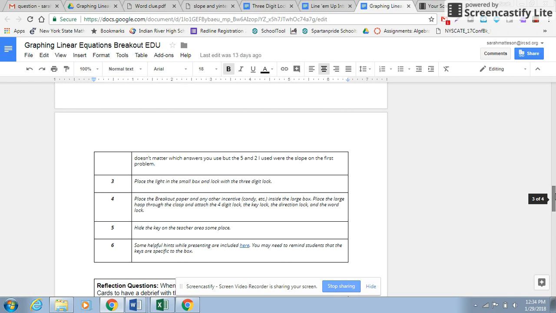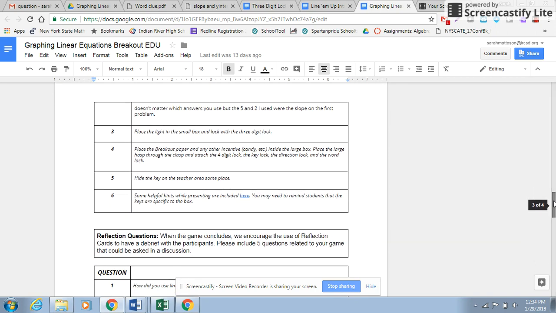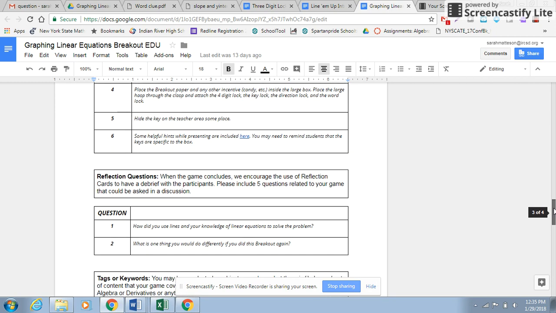The other tasks that students can do while some students are working on the 3-digit lock or the 4-digit lock, in that way, people are not off task. You want to place the breakout paper and other incentives if you want to put candy, or sometimes teachers will make a note that they get some kind of bonus points or homework passes or something like that inside the large box. Then you'll place the large hasp around it and attach the 4-digit lock, the key lock, the directional lock, and the word lock. You'll want to hide the key in the appropriate spot. Again, this particular one, the first key, is actually hidden in the teacher area someplace. But like I said, for another teacher, I did multiple areas.